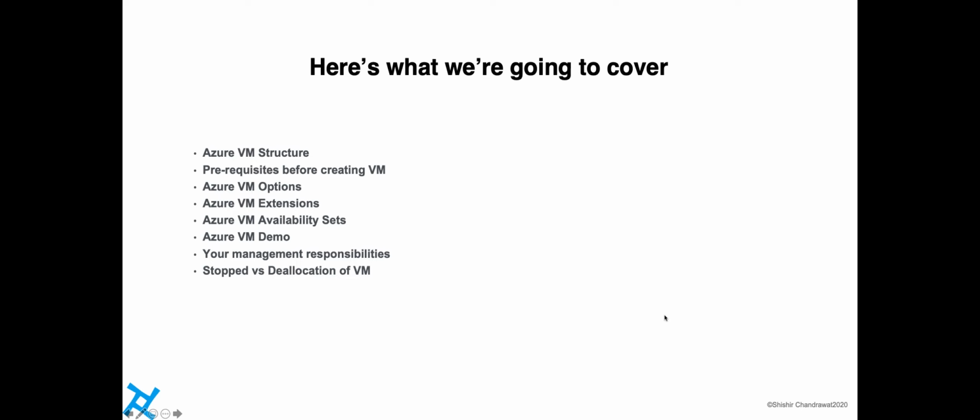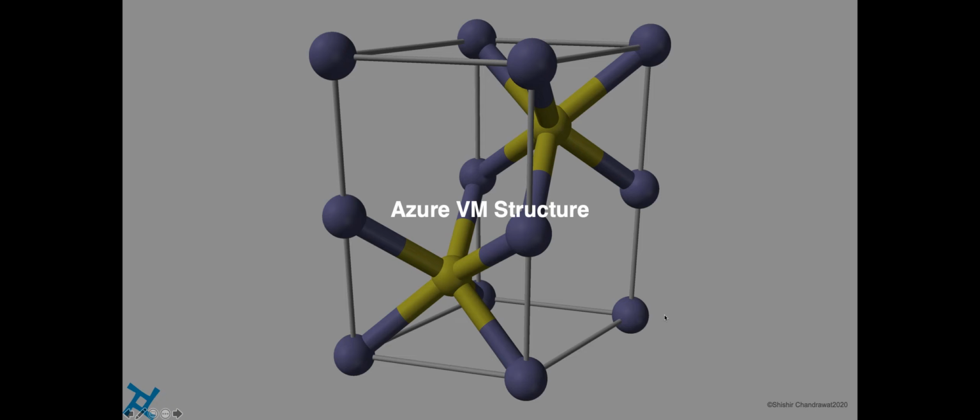We are going to talk about the virtual machine availability sets. We are going to give you a demo of how to create a virtual machine using all these options. Then I'll tell you what your responsibilities are when you host a VM in Azure and what stop versus deallocation of a VM means. Okay, so let's begin. Azure VM structure.